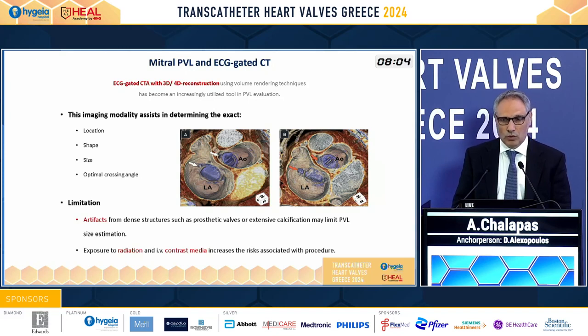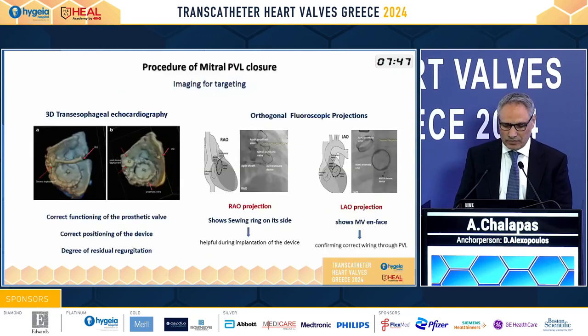And when we want to go one step further, we have to proceed with ECG-gated CT analysis using 3D and 4D reconstructions, which can define better the anatomy and the morphology of these defects, and also provide information regarding the optimal crossing angle. Imaging is also important during the procedure.